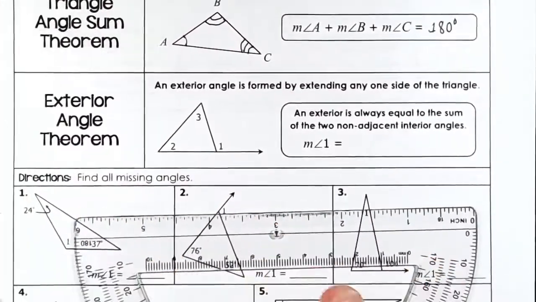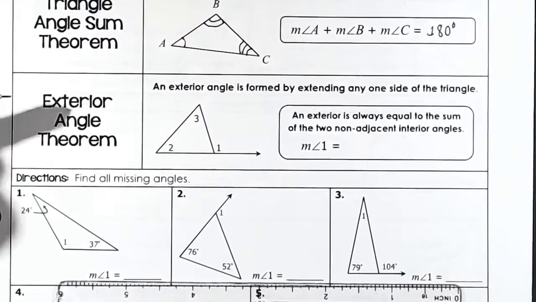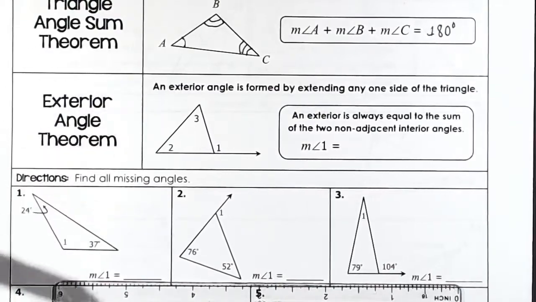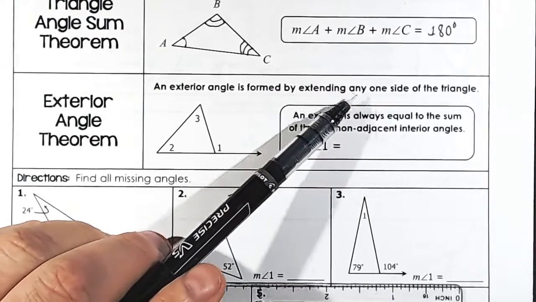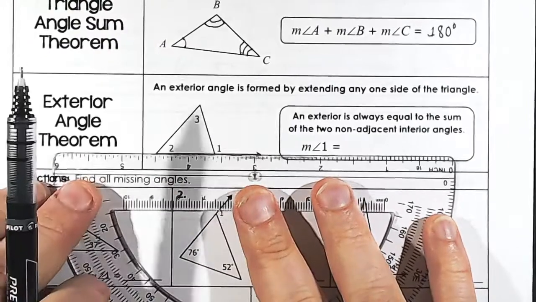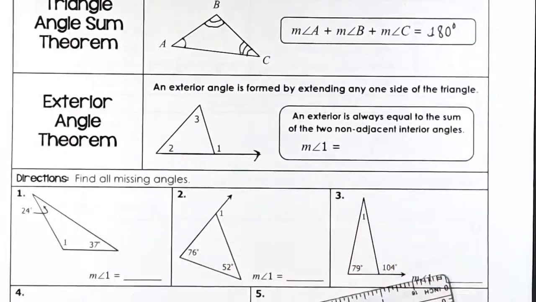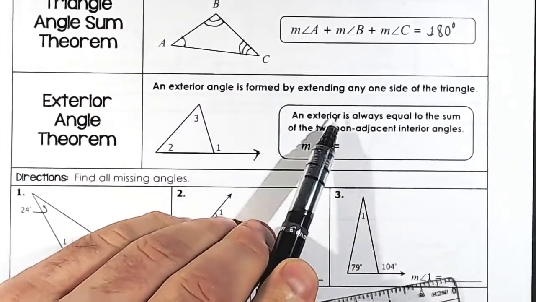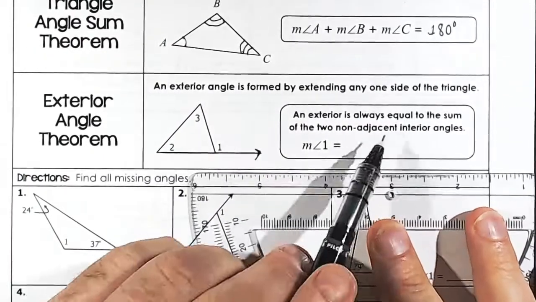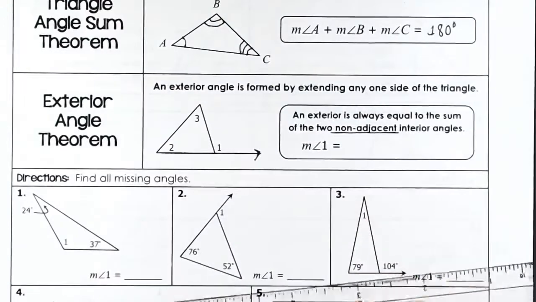All right, so let's move down the page a little bit. This has always been one that I've found somewhat less intuitive. Here is the Exterior Angle Theorem. And let's see what it says. An exterior angle is formed by extending any one side of the triangle. So that's what they've done here. They had this bottom leg here and they just extended out this ray. It says an exterior angle is always equal to the sum of the two non-adjacent interior angles. Non-adjacent. What does this mean?